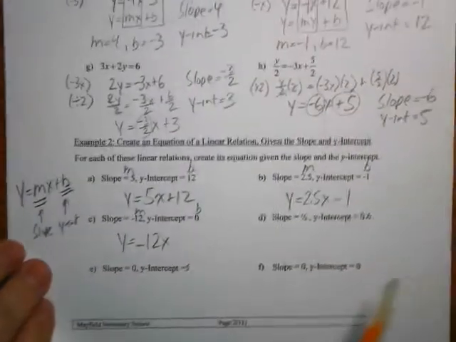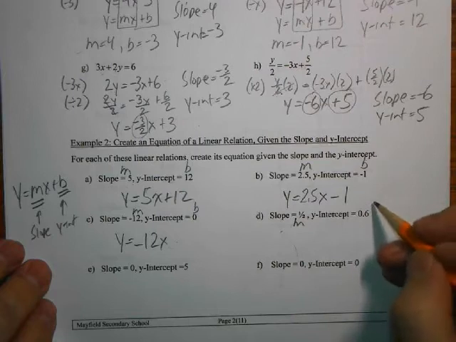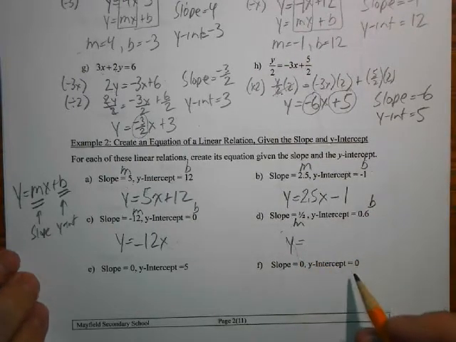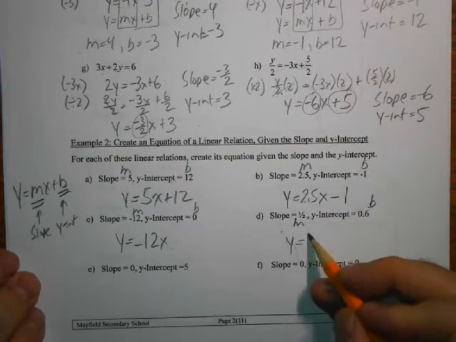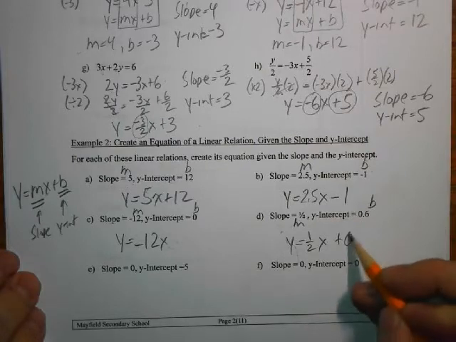Okay, this example here, slope is a half, that's m. y-intercept is 0.6, that's b, so therefore y equals mx, so m is 1/2, x plus b, which is 0.6.